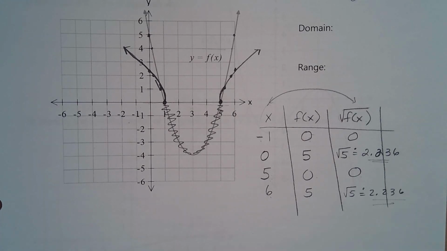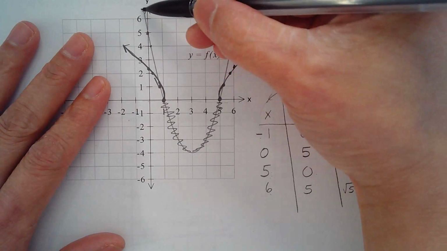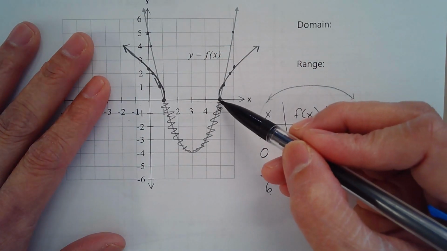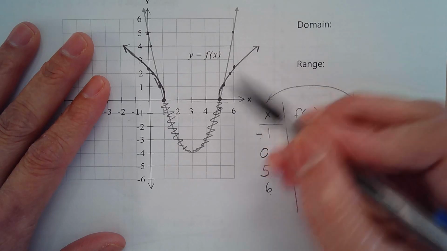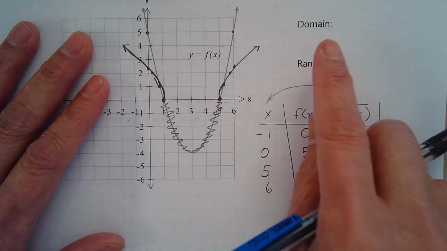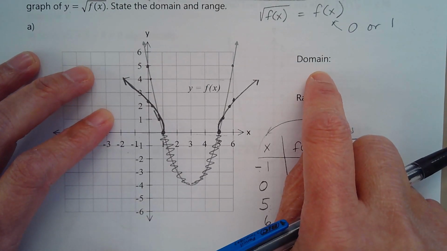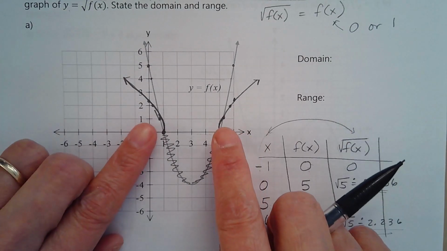The graph of f of x. This is the graph of f of x, the parabola. And then the graph of the square root of f of x would be this one. Now let's take a look at the domain. What's the domain of the function? What's the domain of these?